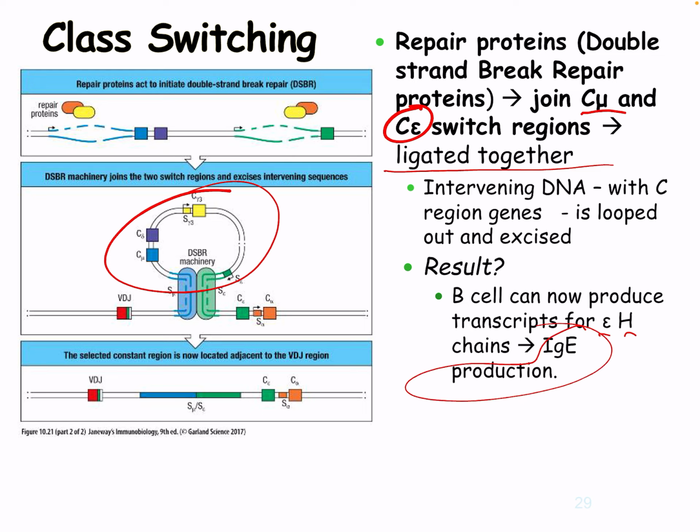So here we have the repair proteins which initiate double-stranded break repair. You can see that here, fixing the nicks. Double-stranded break repair machinery joins the two switch regions and excises the intervening sequences. So here we can see them, they join the sequences together, the two switch regions. And the selected constant region is now located adjacent to the VDJ region.